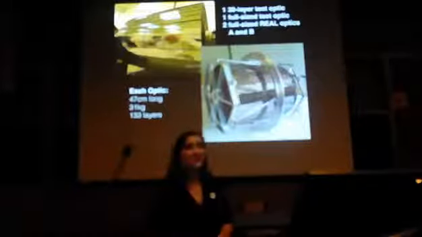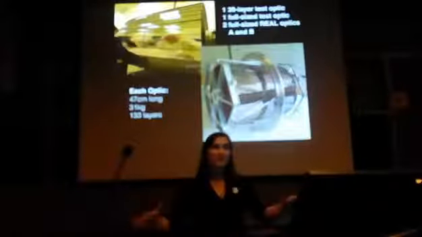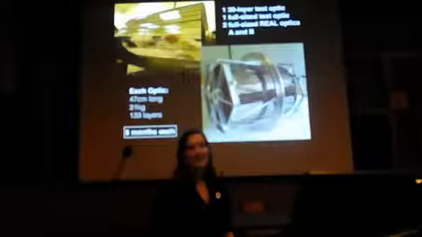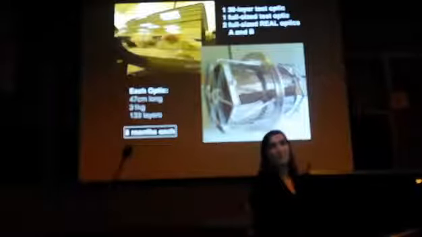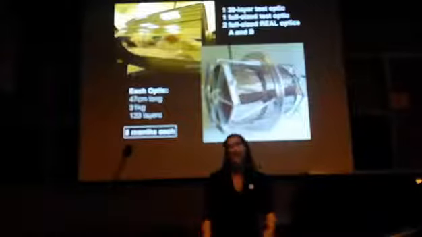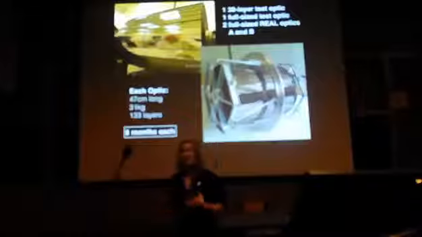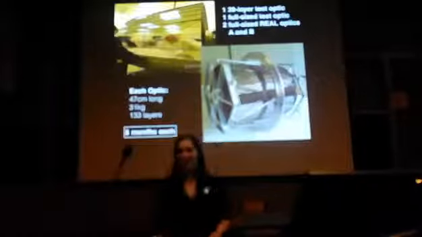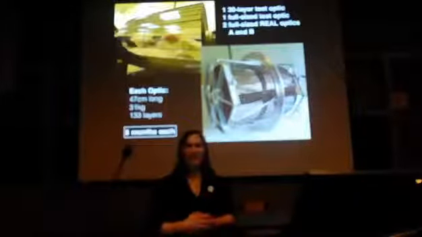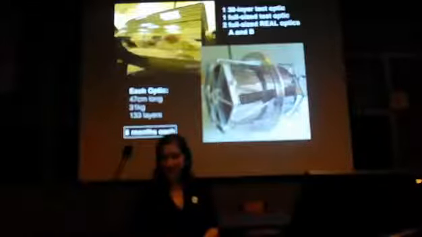Each optic had 133 layers. So if you think of a layer per day with a couple of vacation days built in, each one took about 8 months to build. So that's a lot of time. And we built 2 of them simultaneously, but still, that's a lot of time. We finished the A module in August and the B module in September of 2010.